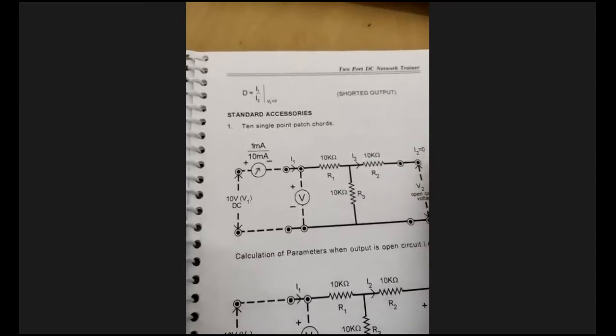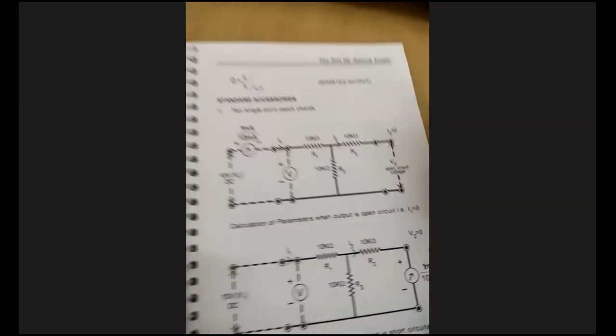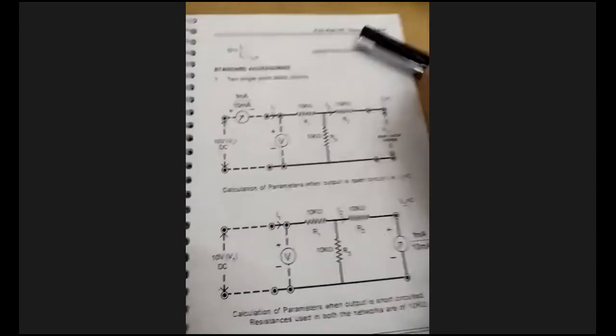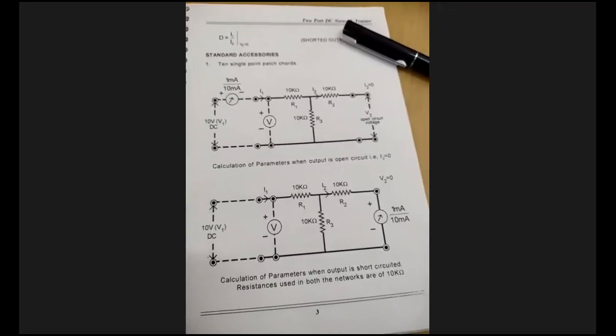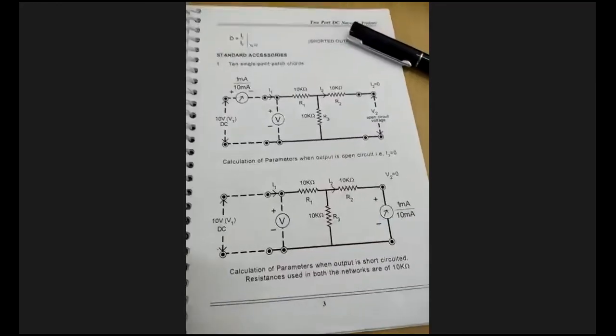Okay. So that is the theory part, circuit and equation. A little bit of brief description of the theory part of the ABCD parameter. Okay. I think if you have any doubt, then you can ask me.